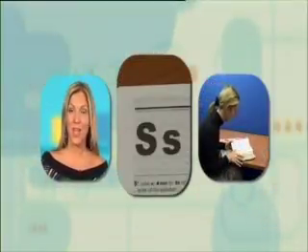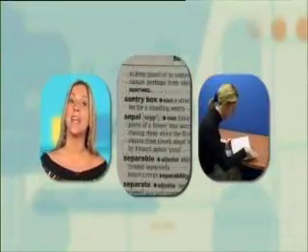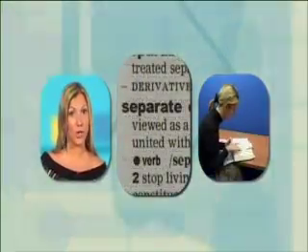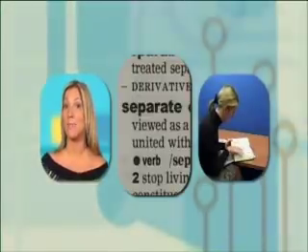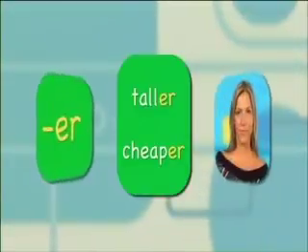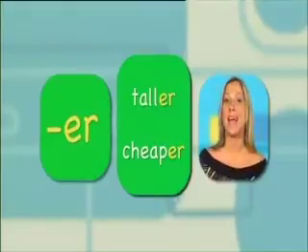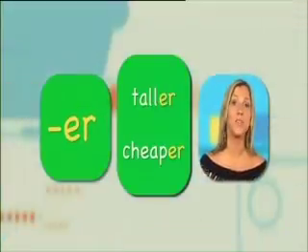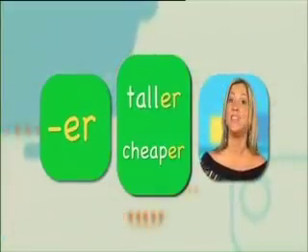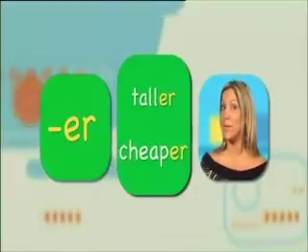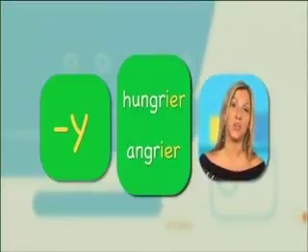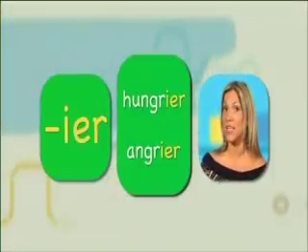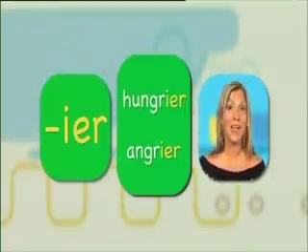This week's reading tip was about using dictionaries. We saw that dictionaries contain a list of words in alphabetical order and are useful for finding out the meaning of new words and the spelling of other words. We found out that we can add "-er" to words when we want to compare two things, as in taller and cheaper. But if the word ends in the letter Y, we often need to change the Y to an I first, as in the words hungrier and angrier.